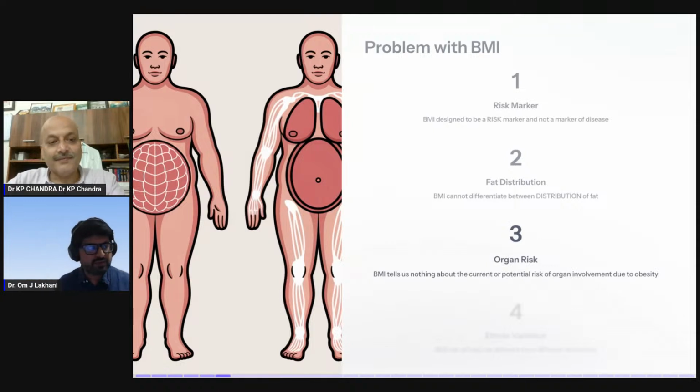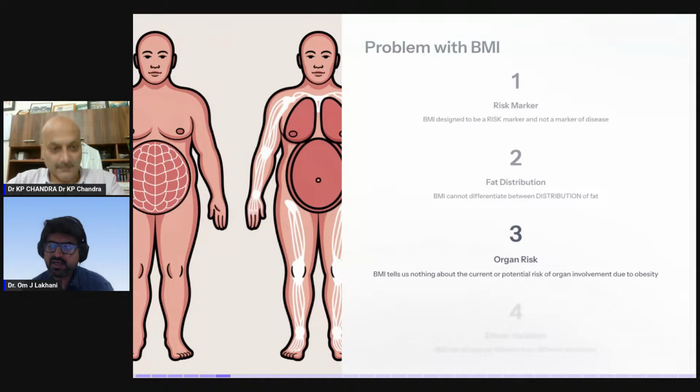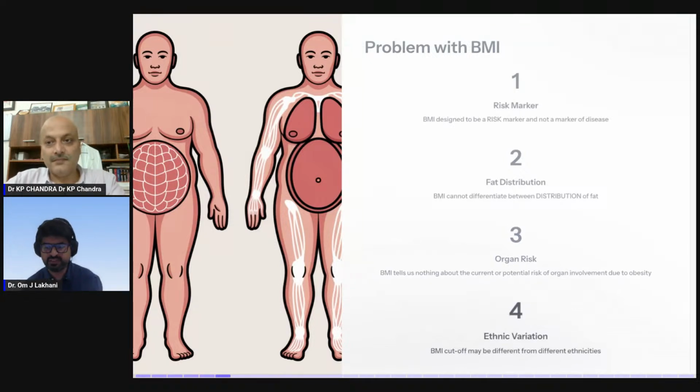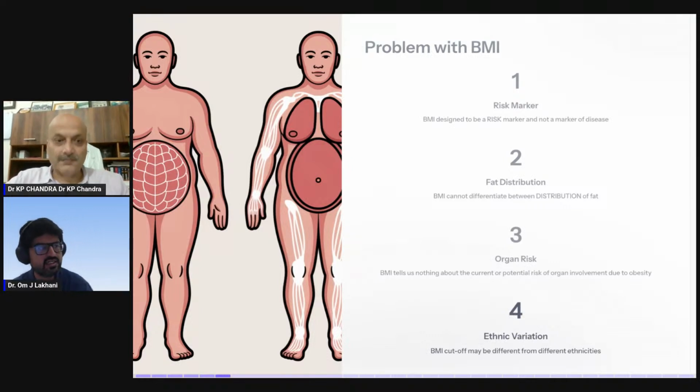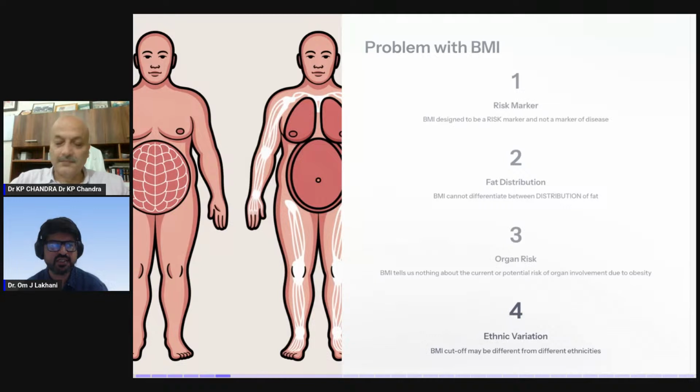So the problem with BMI is that it does not tell us how the fat is being distributed, and it does not tell us about the potential organ involvement because of obesity. So these are the problems. And as we discussed, there is the ethnic variation. Indian or Asian patients tend to have a lower cutoff of BMI. We have all started using the lower cutoff now in defining obesity in Indians. As a ballpark, it is 2.5 kg per meter square lower than the Caucasian cutoffs. That's what we consider as a gross cutoff. We'll discuss the current modern definition in India also.